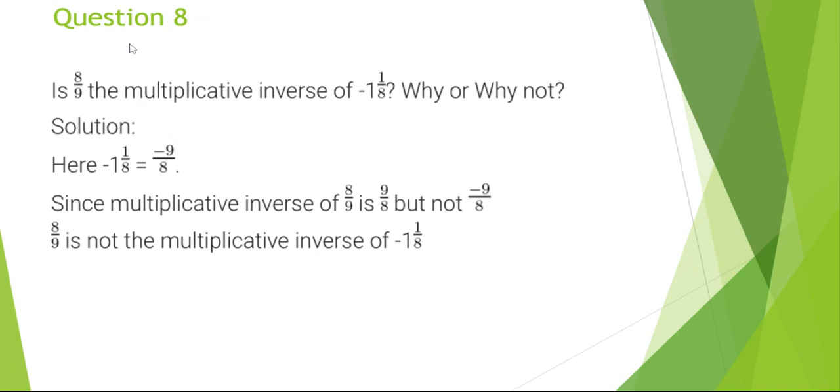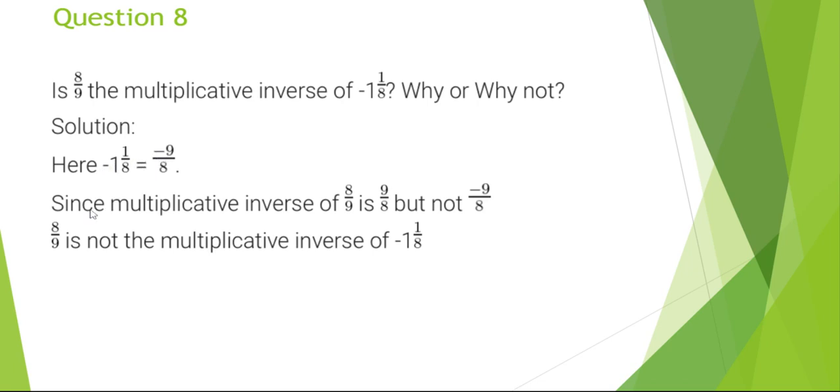Question number 8 now. Is 8 by 9 the multiplicative inverse of minus 1, 1 by 8? Why or why not? So here we need to solve. Minus 1, 1 by 8, as you can see, is a mixed rational number. So what you need to do is convert this. How will you convert this? 8 into 1, which is 8, plus 1, which is 9 upon 8. But there was a minus sign also, so you'll put the minus sign as it is.